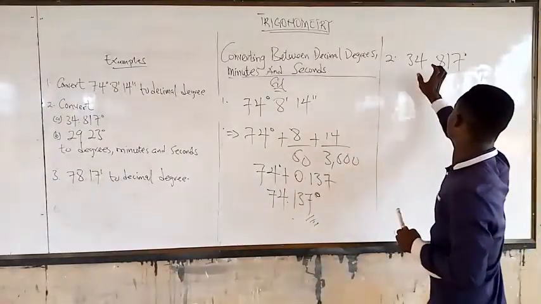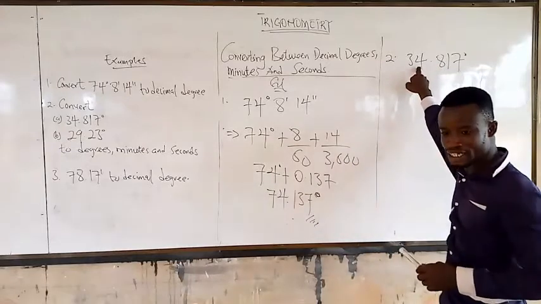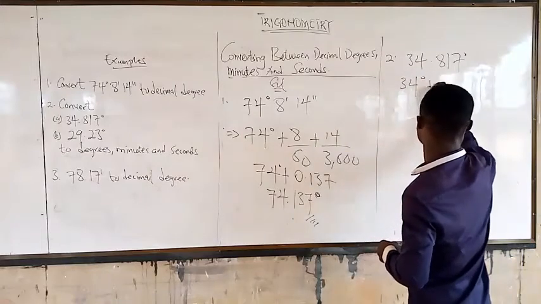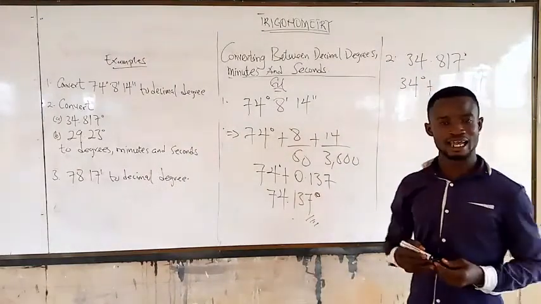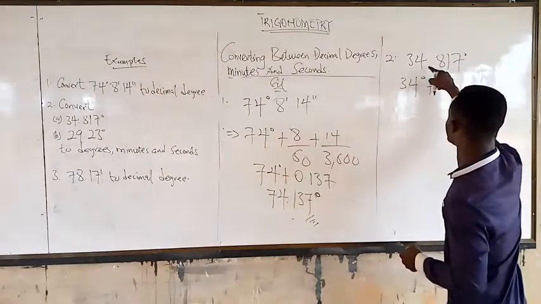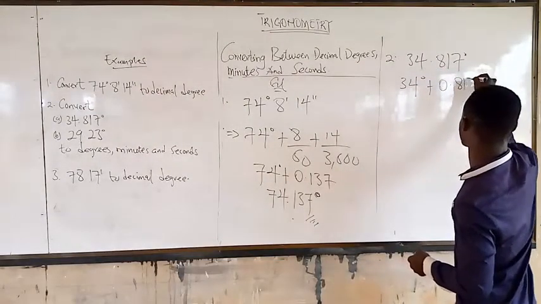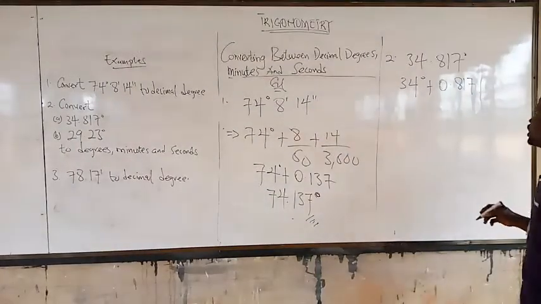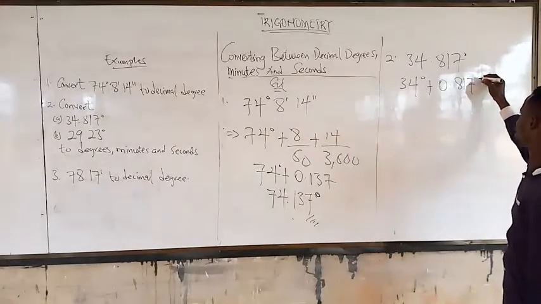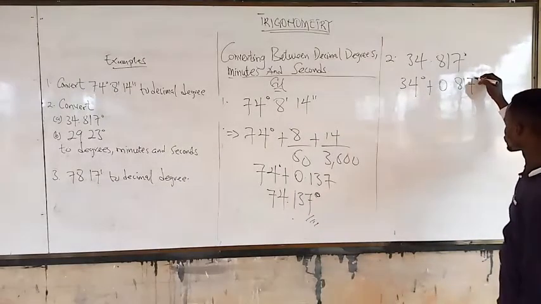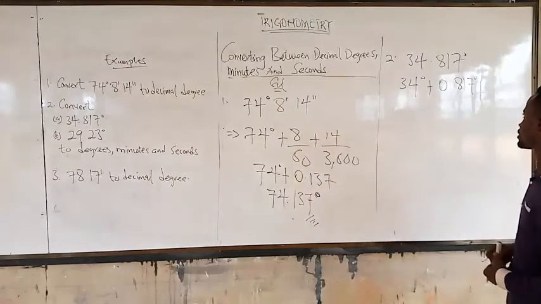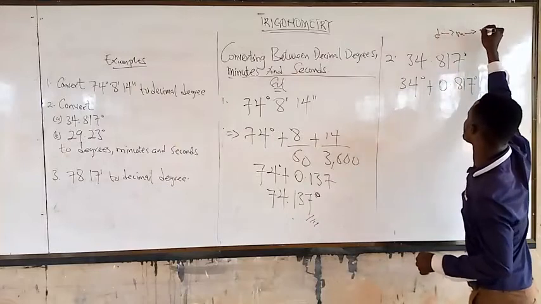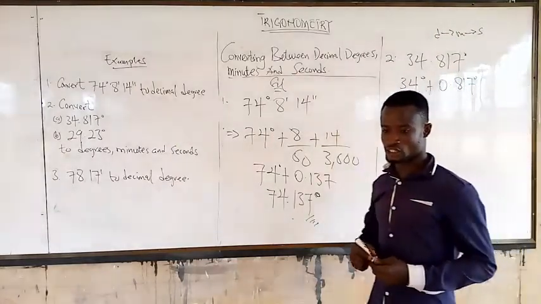So we know that this is already in what? In degrees. So here we write this as 34 degrees plus 0.817. Alright, 817. Now, this is what? Degrees. Note that from degrees you move to minutes, and from minutes you move to what? Seconds. Good.